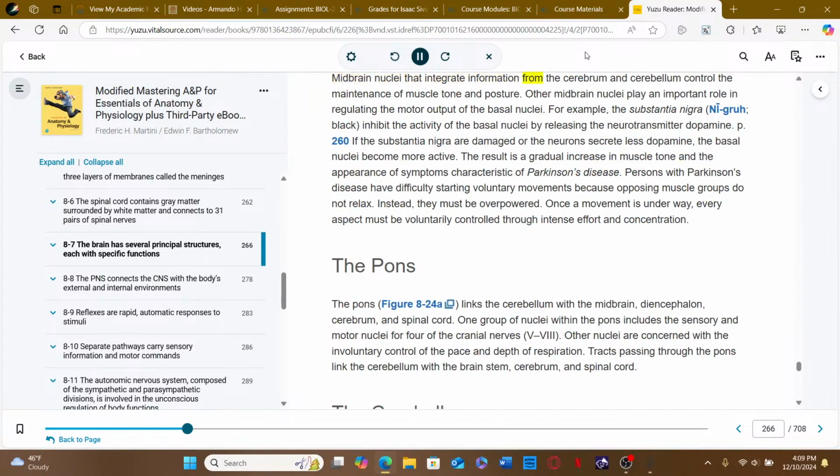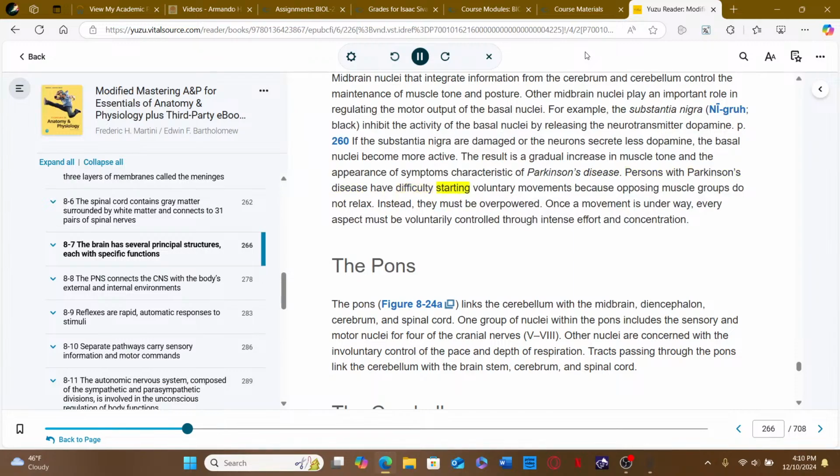Midbrain nuclei that integrate information from the cerebrum and cerebellum control the maintenance of muscle tone and posture. Other midbrain nuclei play an important role in regulating the motor output of the basal nuclei. For example, the substantia nigra, nigra meaning black, inhibit the activity of the basal nuclei by releasing the neurotransmitter dopamine. If the substantia nigra are damaged or the neurons secrete less dopamine, the basal nuclei become more active. The result is a gradual increase in muscle tone and the appearance of symptoms characteristic of Parkinson's disease.